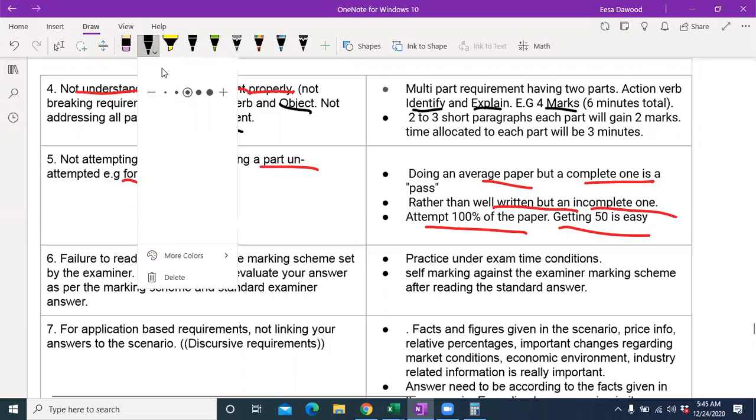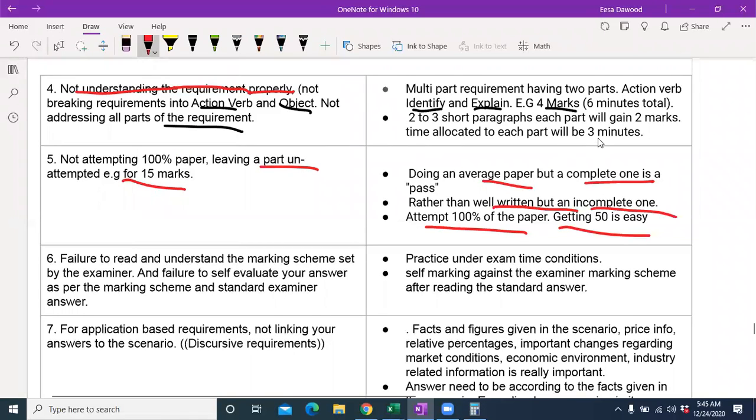So 2 to 3 short paragraphs, each part will gain 2 marks. 2 marks for identification, and for example 2 marks for the explanation action verb. So you need to allocate time accordingly when you're writing the first part, like identifying something. Okay, for example 2 to 3 short paragraphs for that. Or if it's 2 to 3 short lines, statements, whatever you call it. The time for each would be 3 minutes. Yeah, 3 minutes for identification and 3 minutes for explanation.